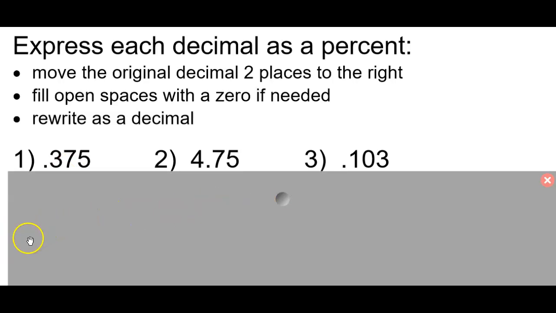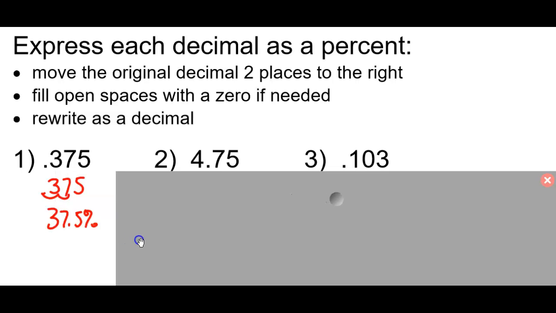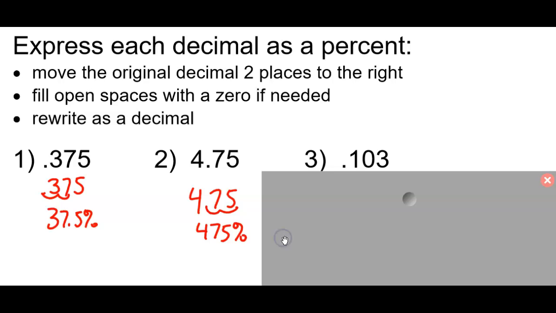Okay, if I'm looking at this first one, I'm going to move my decimal 2 places over to the right. Now my new decimal is between the 7 and the 5, so that would be 37.5, and then I just add the percent sign. Okay? Number 2, I'm going to do the same thing. Move my decimal 2 places to the right. Okay? I don't have to add any zeros because I don't have any empty spaces.